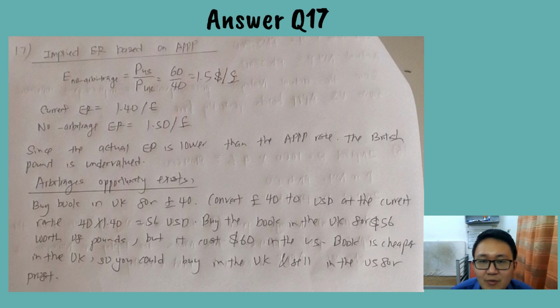The current exchange rate is 1.4, but the no-arbitrage exchange rate is 1.5. Since the actual exchange rate is lower than the APPP rate, the British pound is undervalued, which means an arbitrage opportunity exists. We can buy the book in the UK for £40 by converting £40 to US dollars at the current rate, which equals $56. So we buy the book in the UK for $56 worth of pounds, but it costs $60 in the US. The book is cheaper in the UK, so you can buy in the UK and sell in the US for profit.